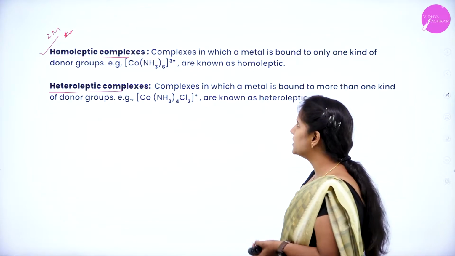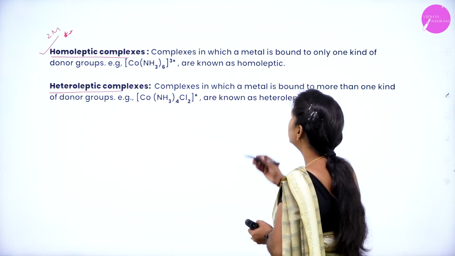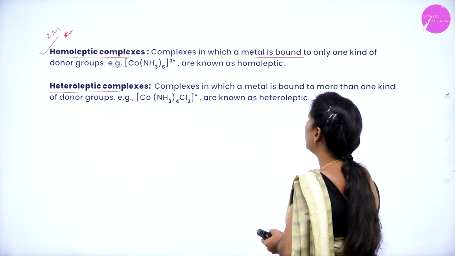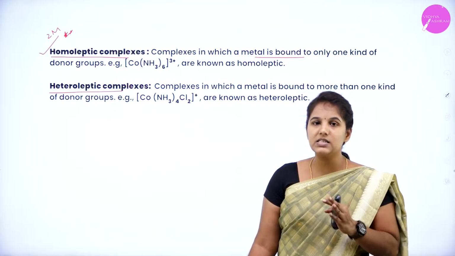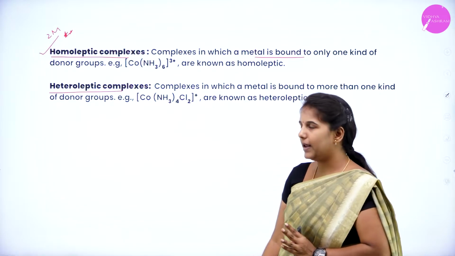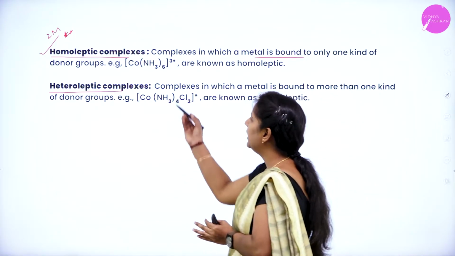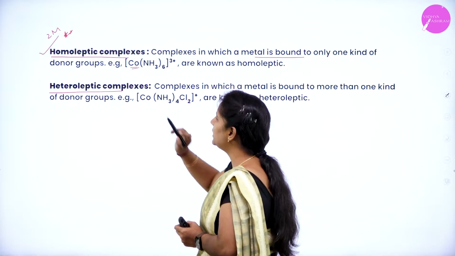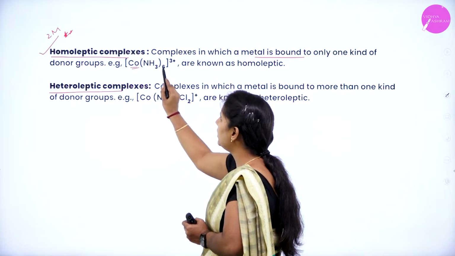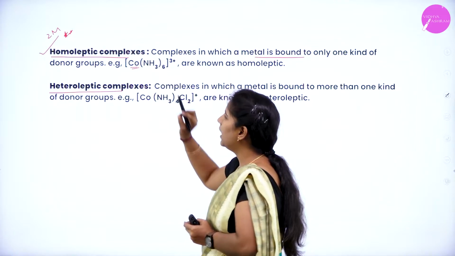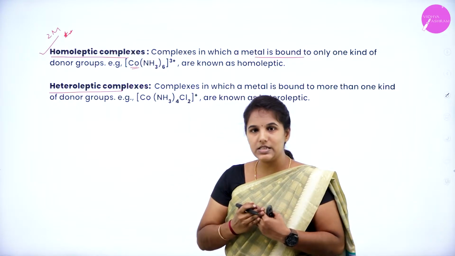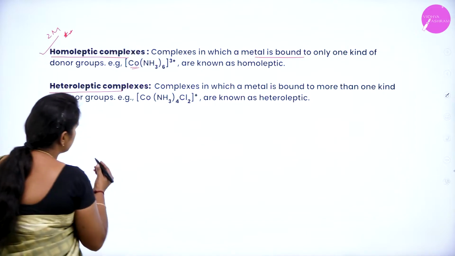Is it right? Yes. The complexes in which the central metal atom is bonded by only one kind of ligand, we say it as homoleptic complexes. Here you can see that in this example, the cobalt is the central metal atom surrounded by 6 ammonia, and all these ammonia are the same ligand. Is it right? And the structure goes like this.